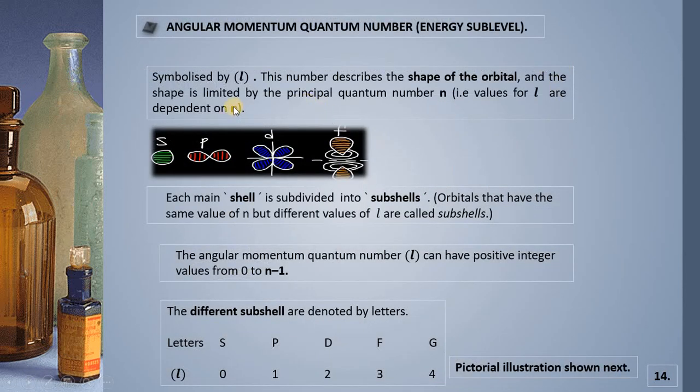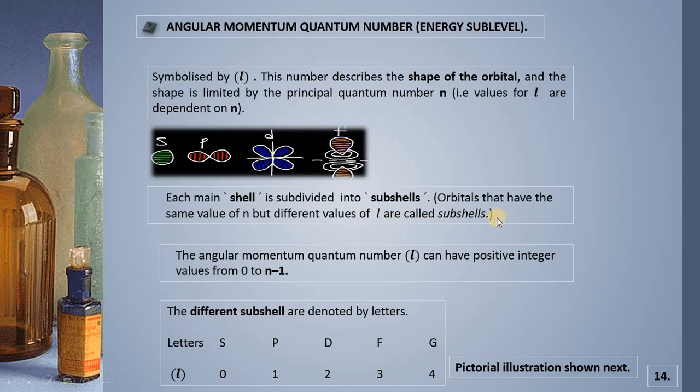And for us to get L, the shape is limited by the principal quantum number. N will be the one to tell us L. So the value of L is dependent on N. Look at the L shapes that I said: circular, P is dumbbell, D and F. So each main shell is subdivided into subshells. That is, orbitals that have the same value of n but different values of L are called subshells.